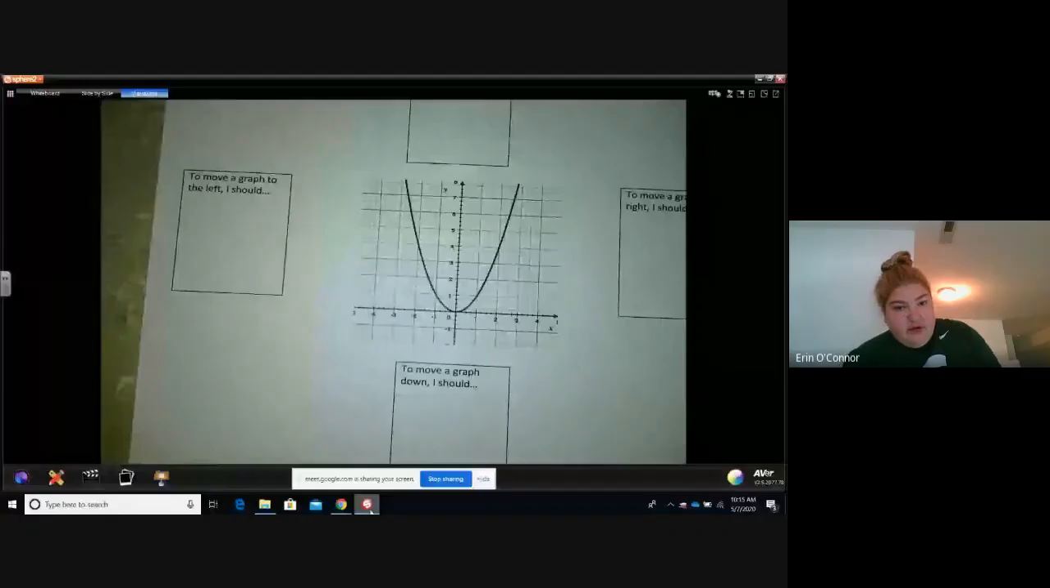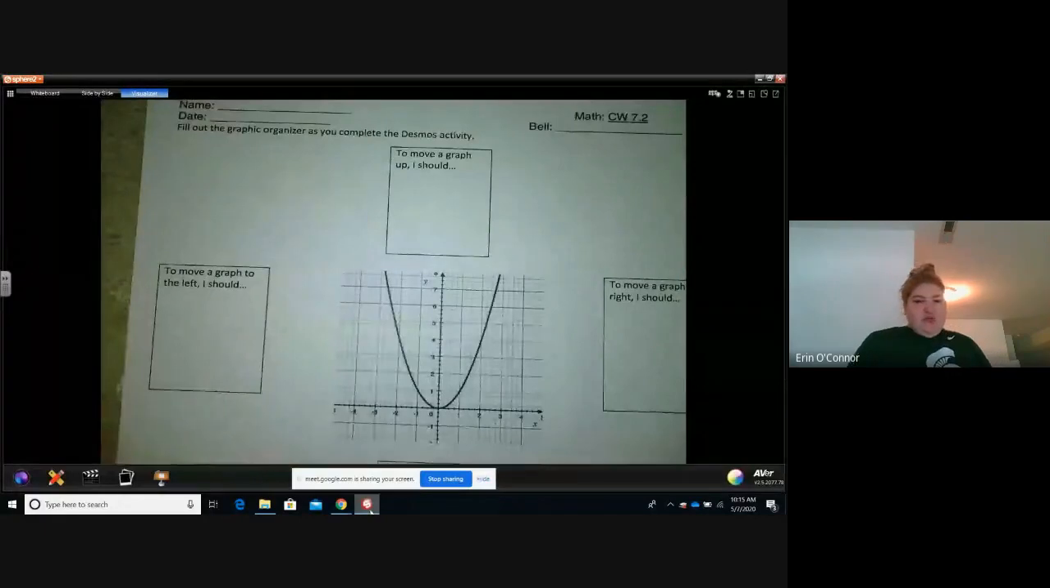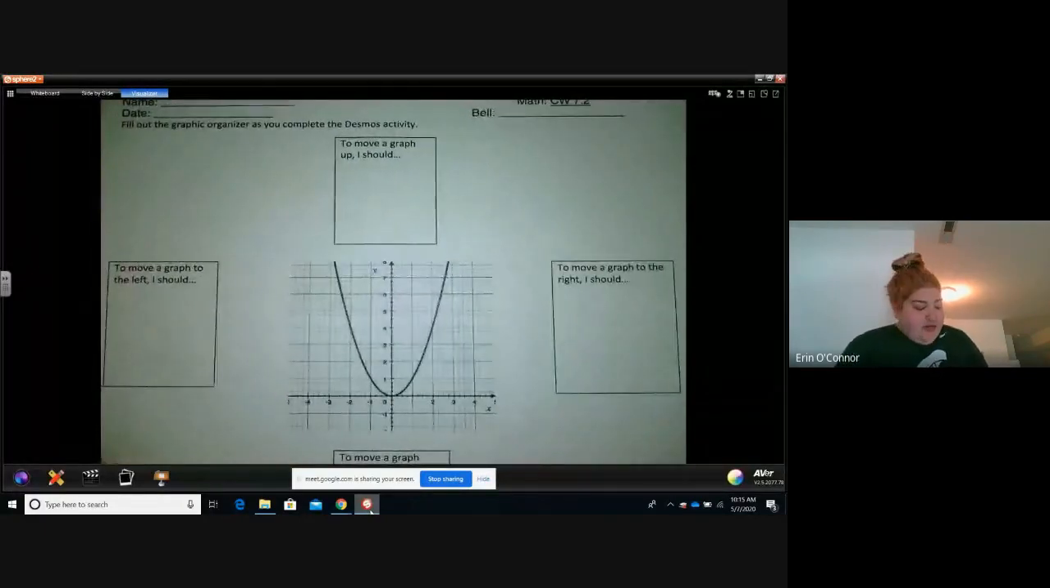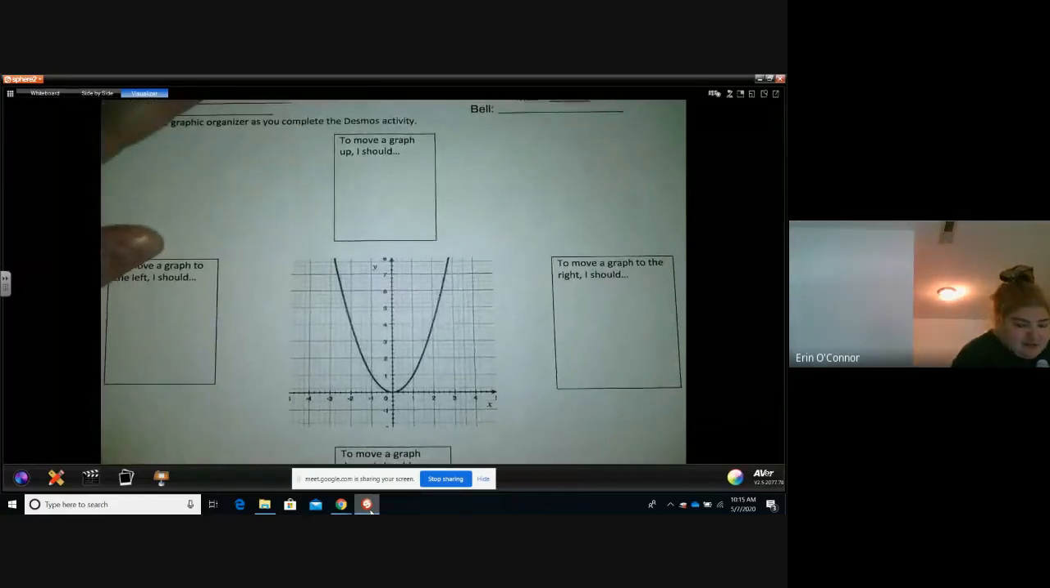So today, to do today's activity, you have to have Desmos up. This is going to be a quick video because then you are going to have an actual Desmos activity, but I thought it'd be really good to go over some of the transformations that occur with a quadratic function. So let me go ahead and present, share. You should have this, but if you don't, you can just write this on a piece of paper. That's perfectly fine.